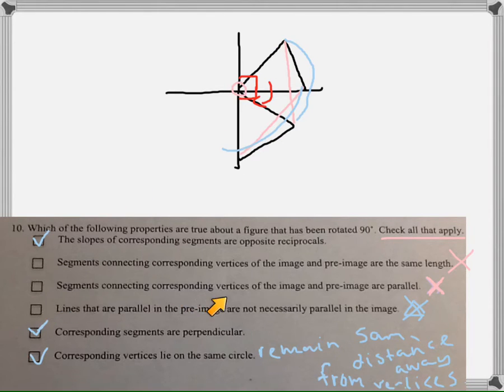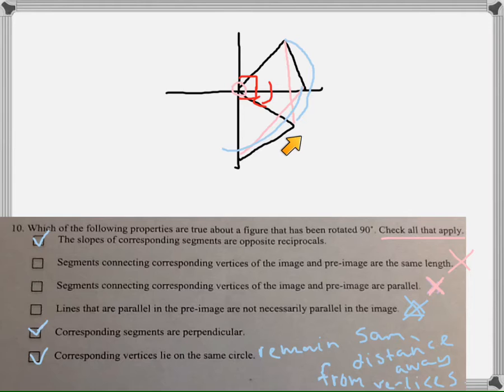Segments connecting corresponding vertices of the image and pre-image are parallel. This is not true. Once again, you can see my line here. It is definitely not parallel to this line here. And once again, there is no change here. Lines that are parallel in the pre-image are not necessarily parallel in the image. This is definitely not true.